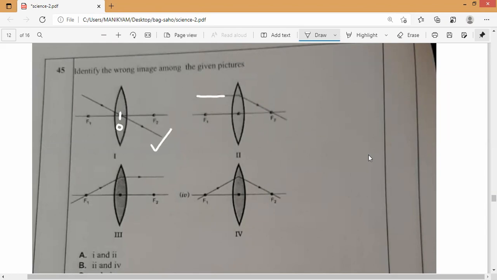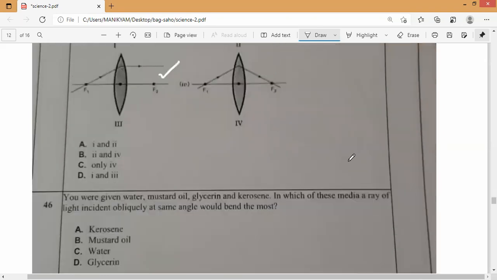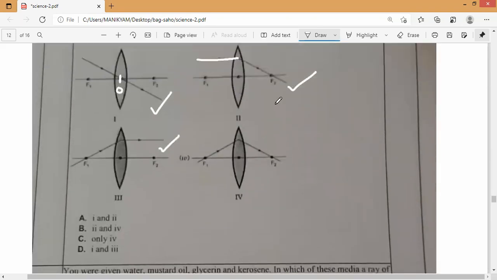Which is going parallel to the principal axis? Sir, 2 and 3, sir. It is also right. Next, going through the focus. 4 is wrong, sir. Only 4. Parallel to the principal axis, 1, 2, 3 are correct. Who said 3 and 4?